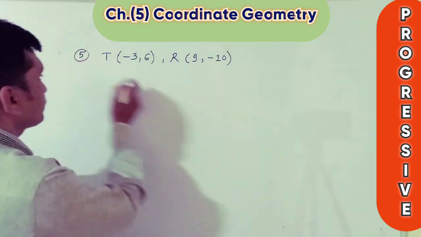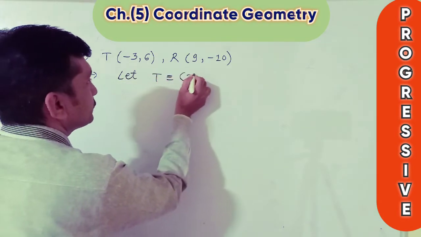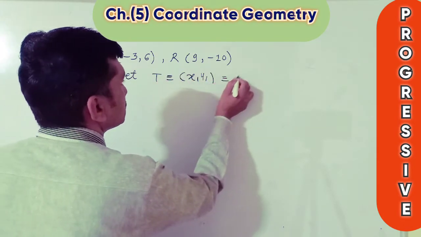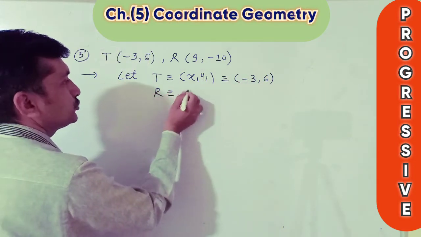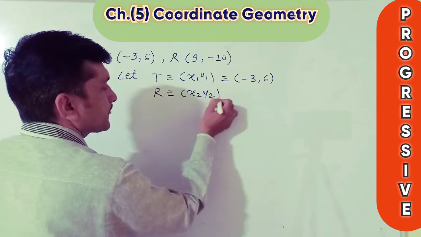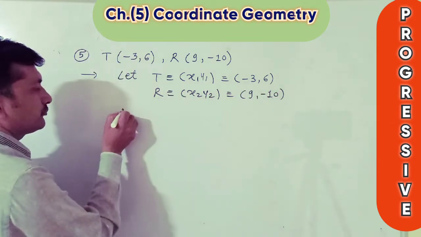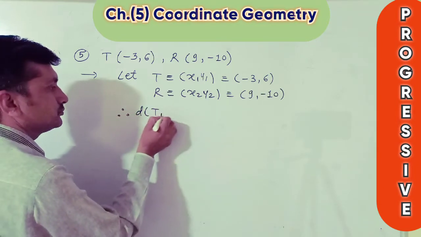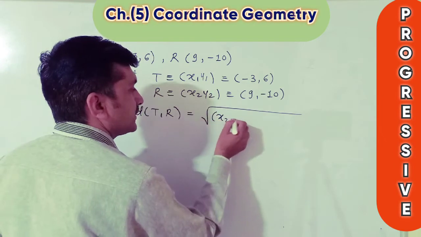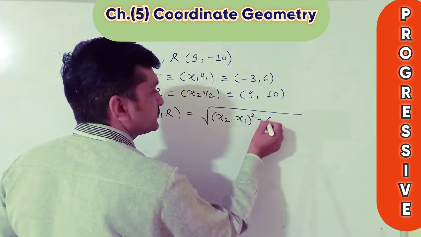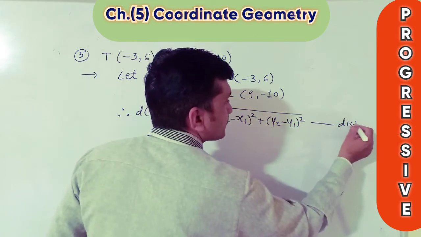Example number 5. Let T is equal to (x1, y1), coordinates are (minus 3, 6). R is equal to (x2, y2), coordinates are (9, minus 10). Therefore, distance TR is equal to, formula is (x2 minus x1) bracket square plus (y2 minus y1) bracket square. Distance formula.